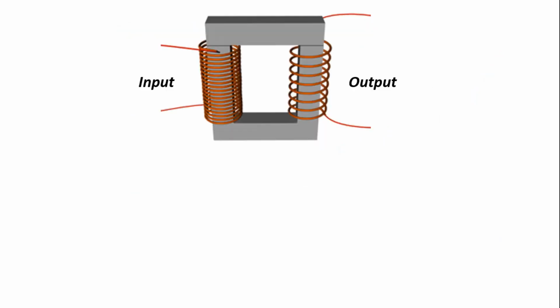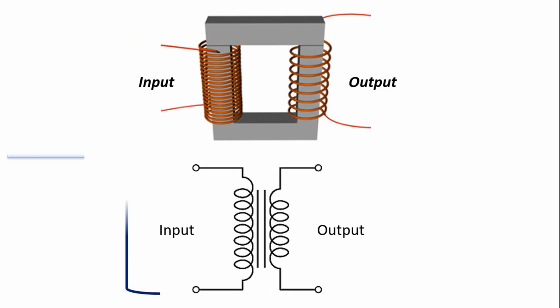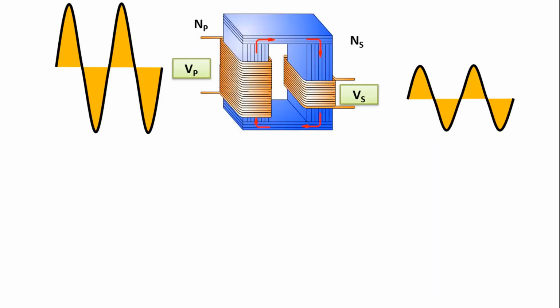In a transformer circuit, it is basically represented by the symbol you see here. The input part is called primary, and the output part is called secondary. Here, we see that the winding at the primary input of the transformer is more, and the winding at the secondary output is less. This transformer is a step-down transformer. It will convert the high voltage at the input to a lower voltage at the output.